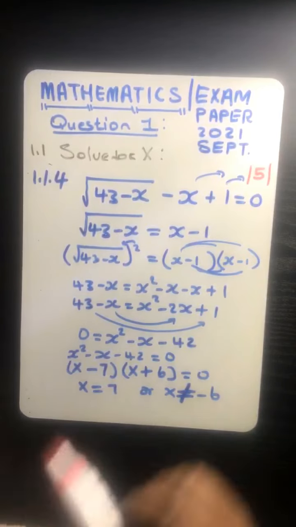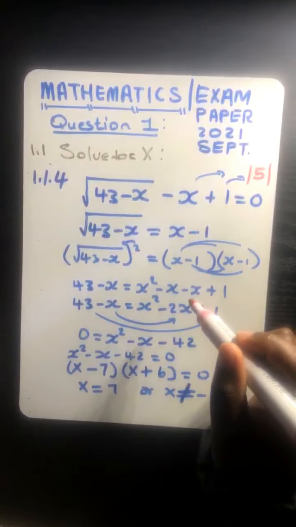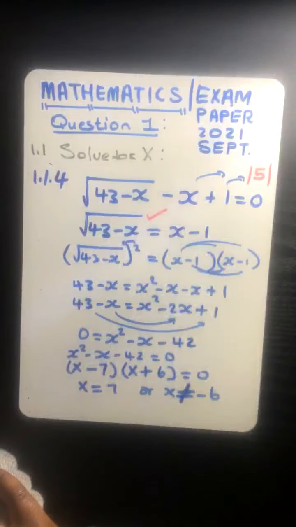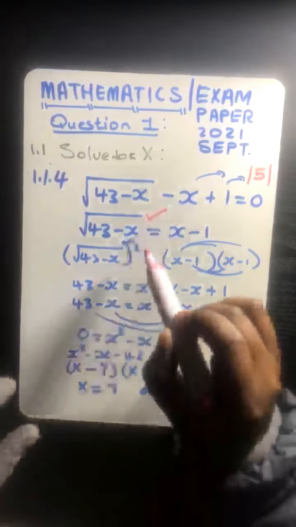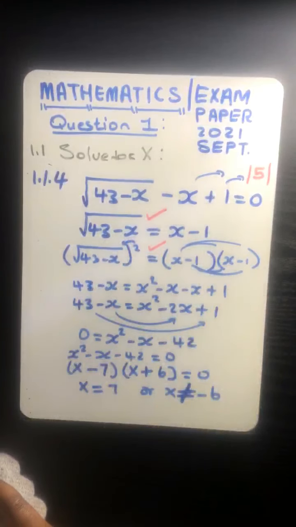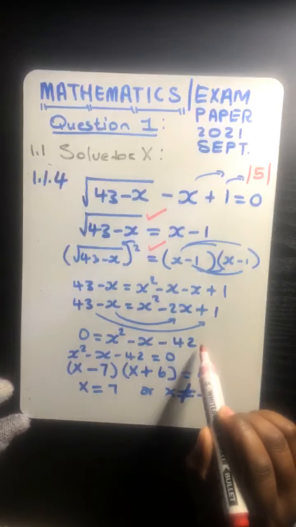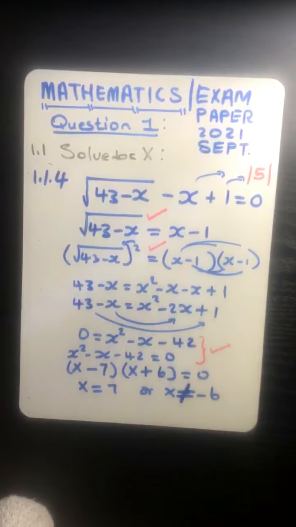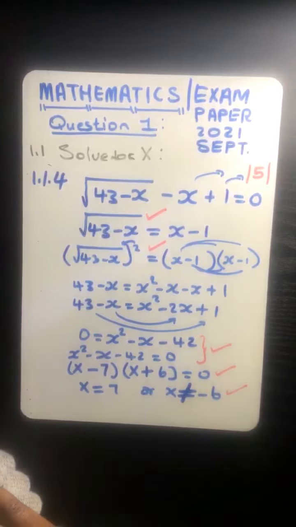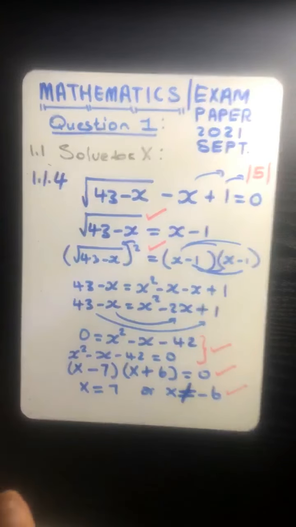So they are going to give you a mark for isolating. What do we mean by isolating the square root? It means having the square root on one side of the equal sign; they are going to give you a mark for that. And again, for squaring both sides, they are going to give you a mark. And most importantly, for writing this in standard form, they are also going to give you a mark. The fourth mark comes from your factorization. And then from there, your final answers are given a mark. So 1, 2, 3, 4, 5. This is how you score yourself 5 full marks.